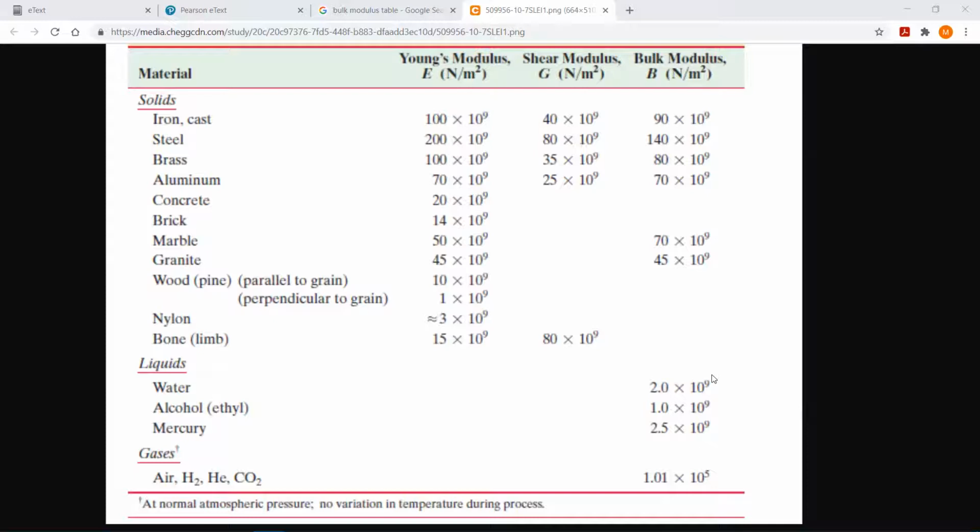2 million, well, 100,000 is 1 atmosphere. So that's like, what is that, 20 atmospheres? I think I'm doing that right. That's incredible. 20 atmospheres of pressure are required just to compress the volume of water by 1 part per thousand, 0.1%. That's what these numbers tell us.